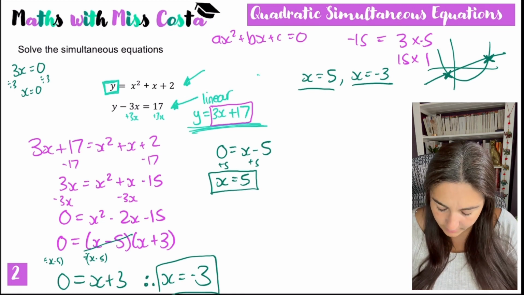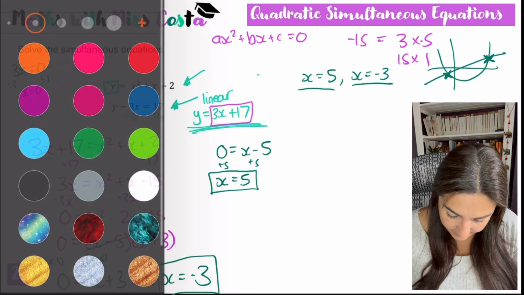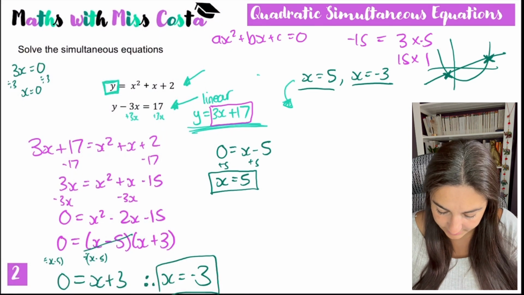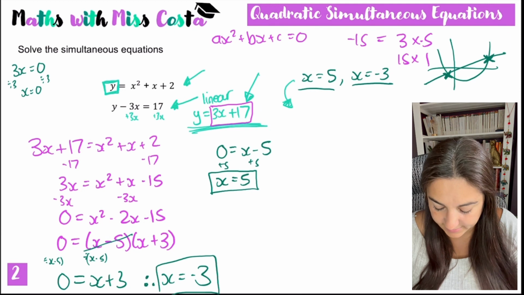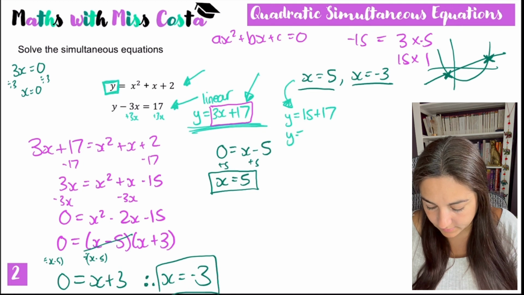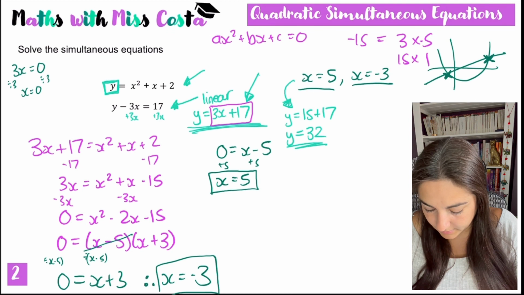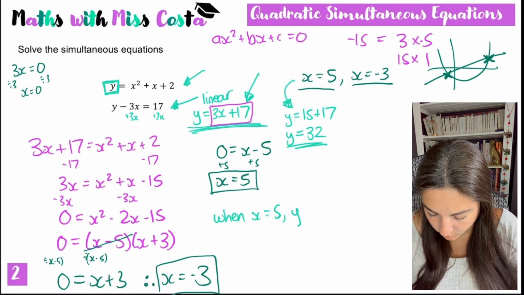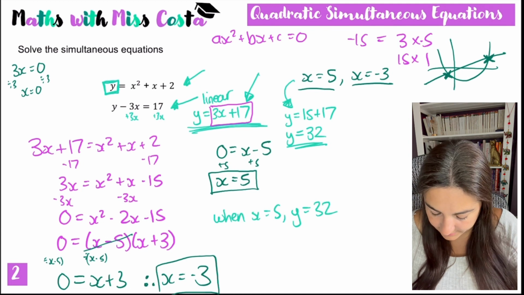So when x is 5, let's do it in a different colour, we'll substitute into our first linear equation. So let's use this one because it's the nicest one. So y equals 3 times 5, 15 plus 17. What's 15 plus 17? That would give you 32. So when x is 5, y is 32. You could write it as a coordinate, 5, 32, or just leave it like this. So that's one of your answers.